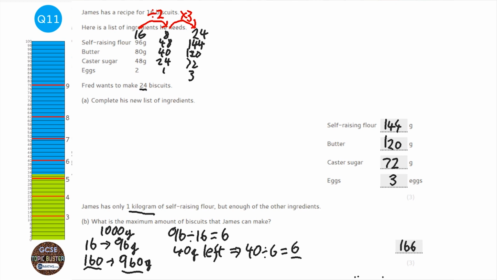So I can have this 160, and also another 6. So that's 166. Now you could have done this with a calculator straight away by just doing 1,000 divided by 6, and when you do that in the calculator, 1,000 divided by 6 is 166.66, or 6 recurring, I should say. And that means we can get 166 biscuits, and we'll have some left over. So the amount of biscuits we can make is 166. You can do this with or without a calculator. First thing really is to work out how much flour one biscuit needs, which was 6 grams, which we worked out here, and find out how many sixes there are in 1,000.